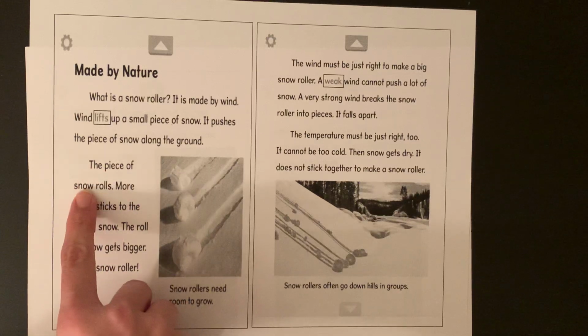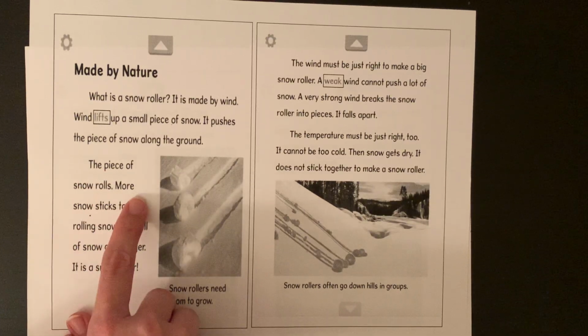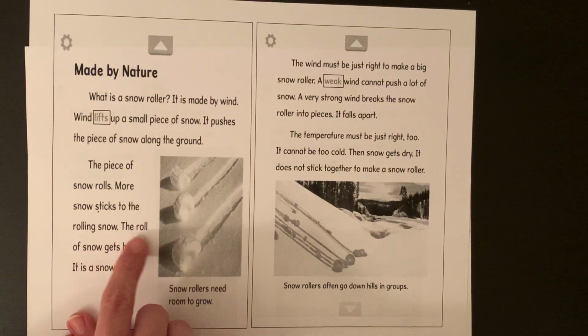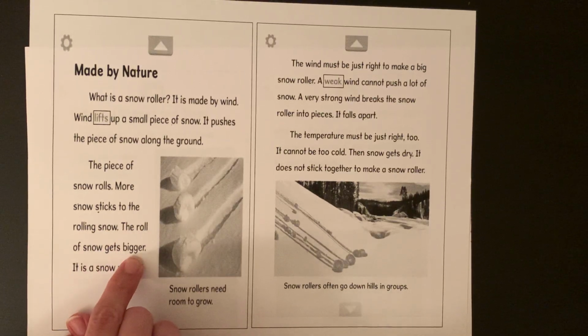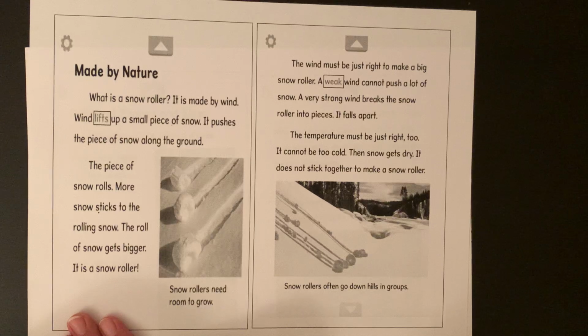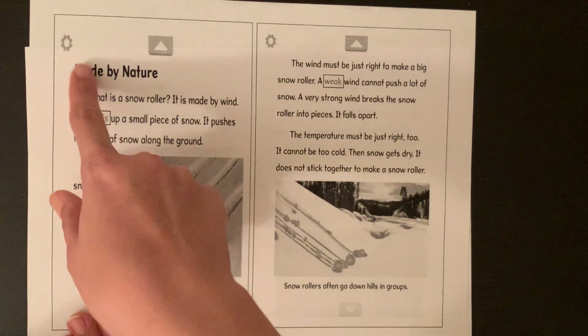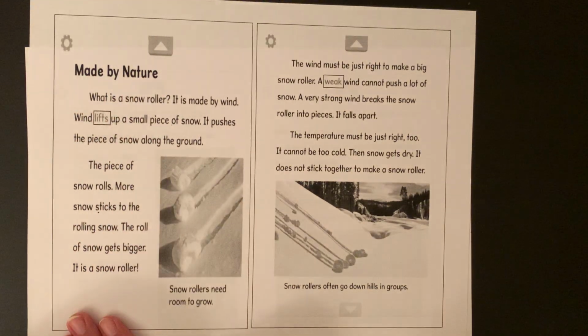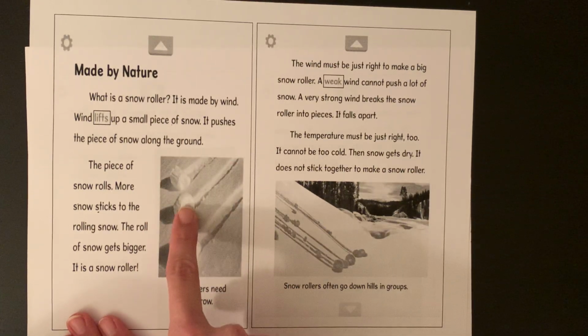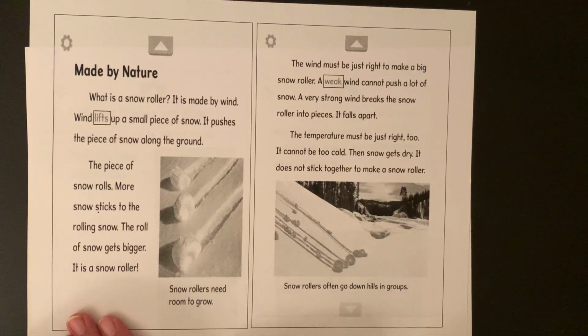The piece of snow rolls. More snow sticks to the rolling snow. The roll of snow gets bigger. It is a snow roller. So now we've learned what a snow roller is and how it is made by nature, right? And if we look at our picture over here, it shows us what is probably a snow roller.